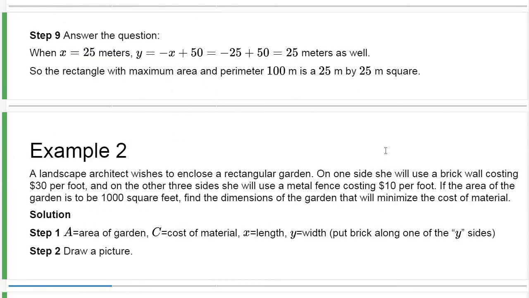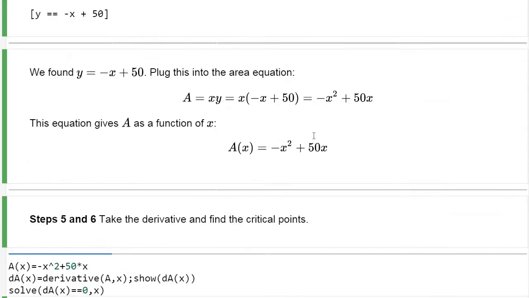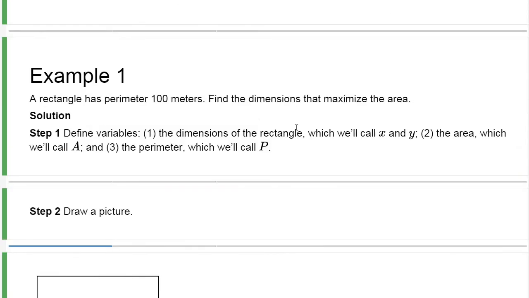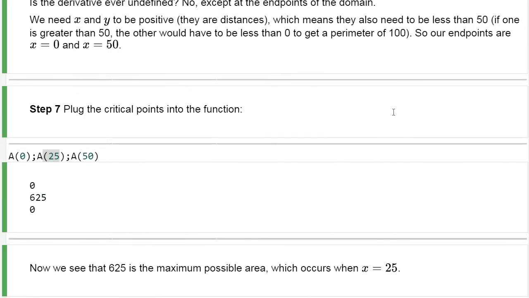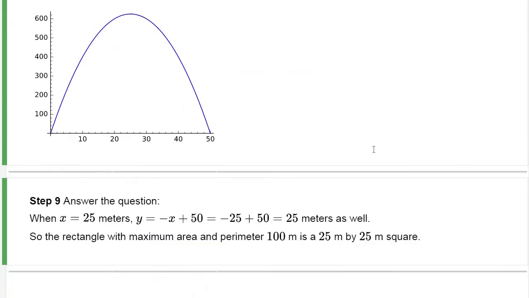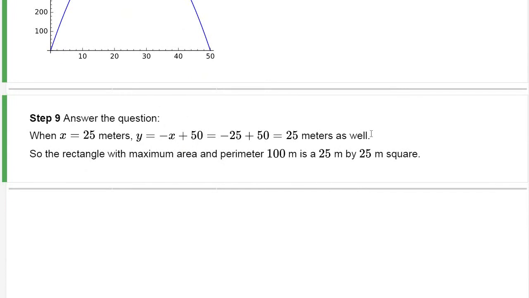Finally, what's the answer? The question says, well, what did the question say? Let's go back to the question. Find the dimensions that maximize the area. Okay, so the question was not what is the maximum area, but find the dimensions. One dimension is 25. That's x. The other dimension is y.